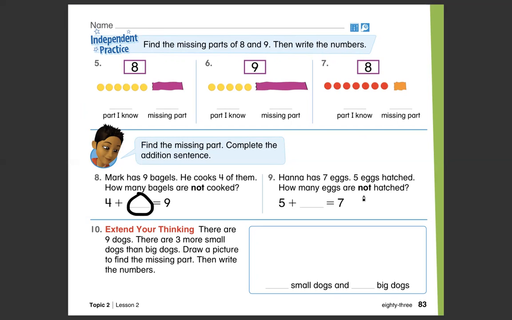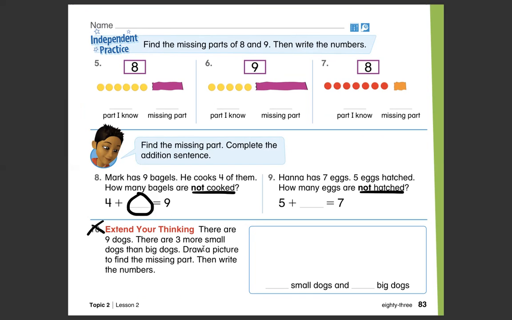Number 9 is the same way. It says Hannah has 7 eggs. 5 eggs are hatched. How many eggs are not hatched? So we know 7 and we know 5, and we're trying to find out how many are left or how many are not hatched. Exact same idea as numbers 5, 6, and 7, just written as an addition sentence. You can cross out number 10, or if you want an extra challenge, you can do number 10.